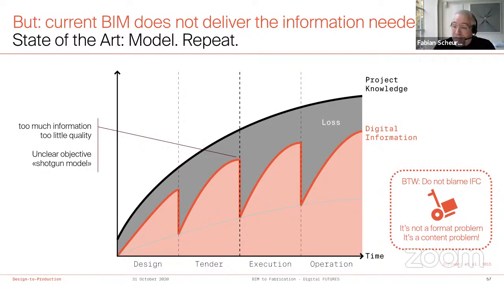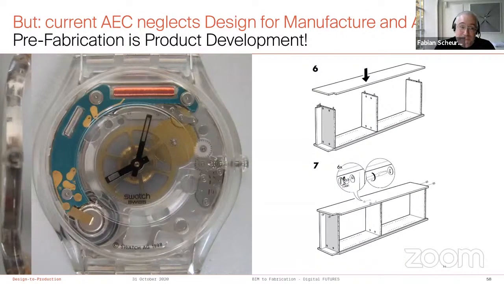Just a side note, I'm not blaming IFC. Yeah, this is not a format problem; it's a content problem. IFC is really just a thing to carry data from left to right, but it's about the content inside the box there. So what we think we need to look into is that the current IFC actually mainly neglects design for manufacture and assembly, while prefabrication is all about product development.